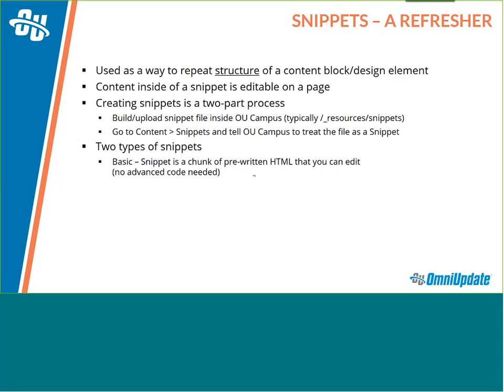You have a basic snippet, which is essentially just a chunk of pre-written HTML that you want to drop onto a page and then edit freely once it's been dropped on the page. There's no advanced code needed there. You're literally just writing HTML, telling OU Campus to drop that HTML onto a page whenever you want it to, and then you can edit that HTML once it's on the page.